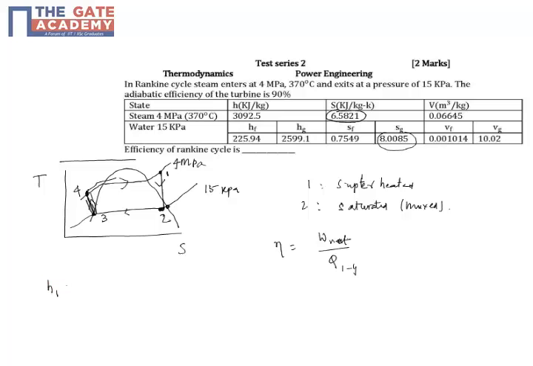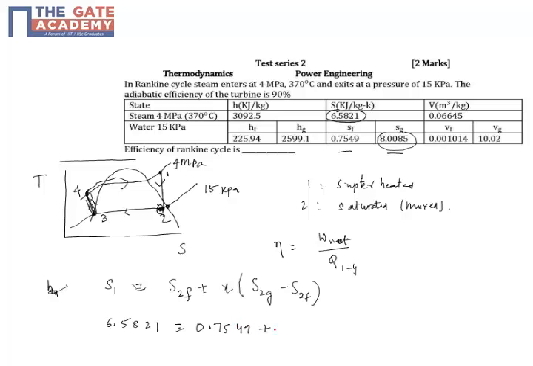Point number 1, H1, we know. Remember that. First we need to find state 2, because it's a wet state. The entropy at 1 is equal to the entropy at 2, and entropy can be represented as S2f plus X into S2g minus S2f, since it is an isentropic process. S1 is 6.5821. The idea is to find the dryness fraction at 2 so that we can get the enthalpy at 2.